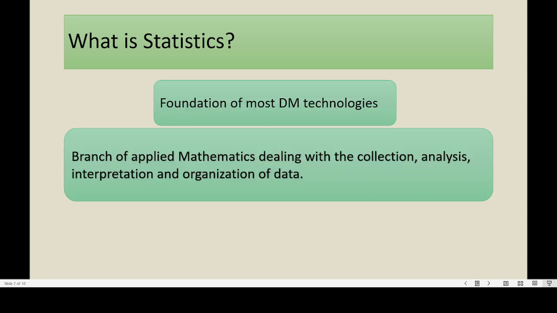So, what is statistics? Statistics provide the theoretical framework for identifying patterns, analyzing relationships within data, making predictions by utilizing techniques like regression analysis, hypothesis testing, probability distribution, descriptive statistics, clustering analysis, and so on. Data mining, statistics, and machine learning help organizations to make better decisions.